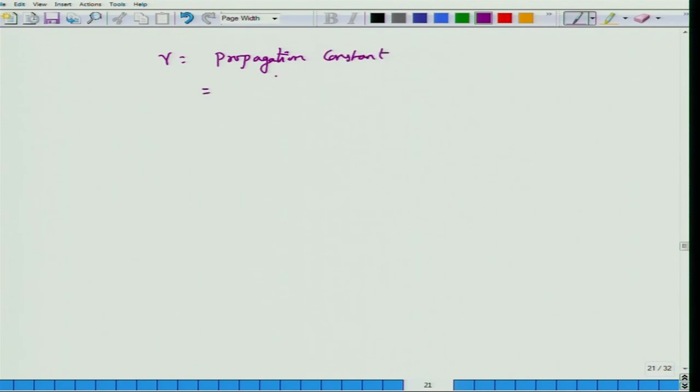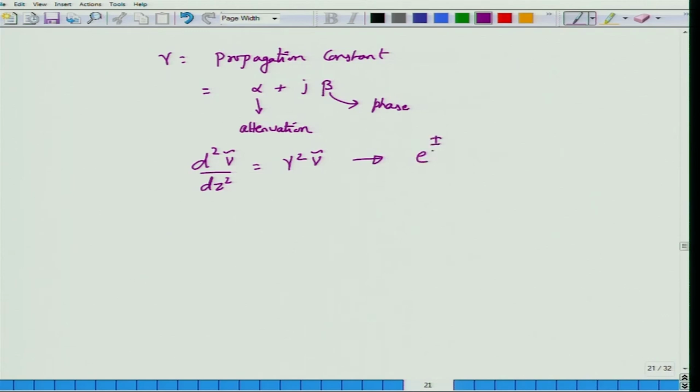The complex propagation constant will have two terms. I can always write a complex number as some real number and an imaginary number. This real number is called the attenuation constant or attenuation coefficient, and this would be the phase constant or the phase coefficient. Again, the equation that we have considered is d square V by dz square is equal to gamma square into V. The solution of this equation will be in the form of e to the power plus or minus gamma into z.